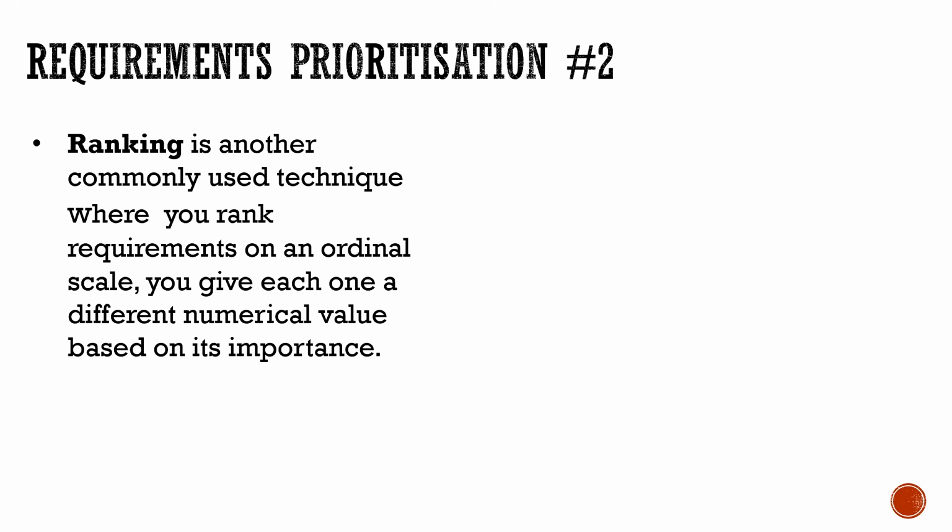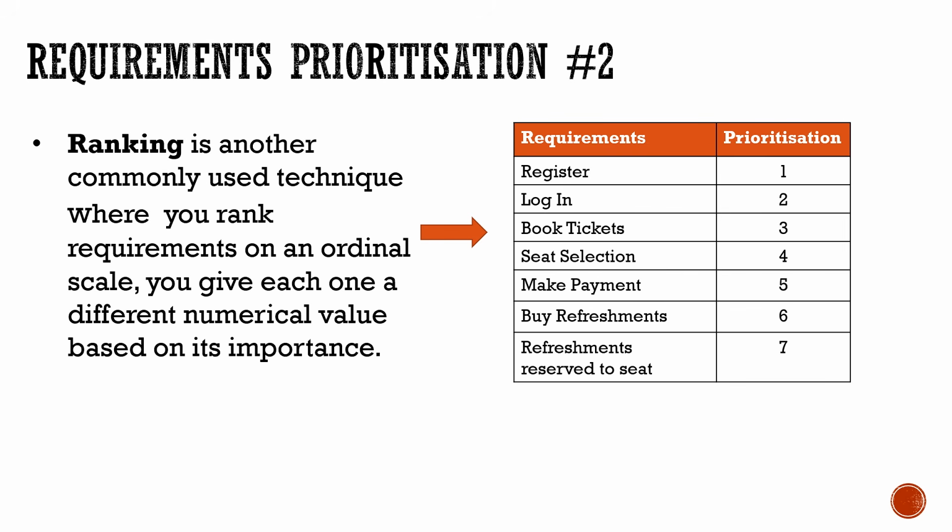Here, you rank those requirements on a scale of 1, 2, 3, 4, 5, 6, and so on. And the smallest rated requirements have to go in first. So if we apply this technique to our case study, it would look something like this. The registration is first, then the login. The book tickets functionality is number 3, then the seat selection, make payment, buy refreshments, served to the seat.